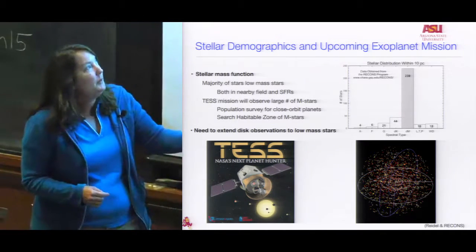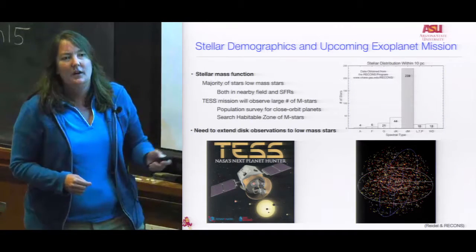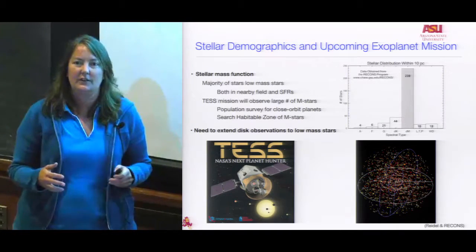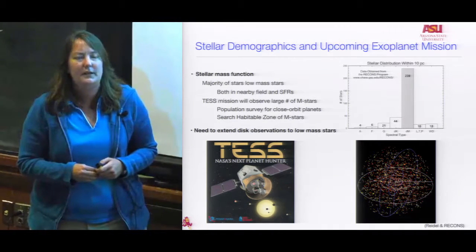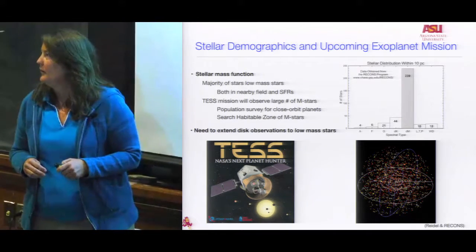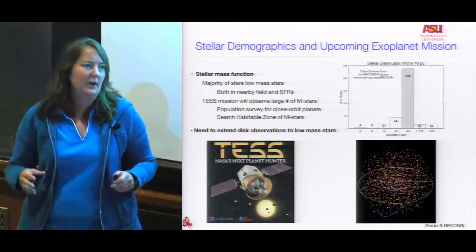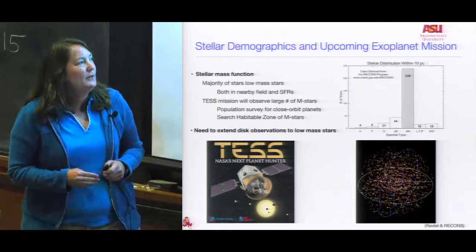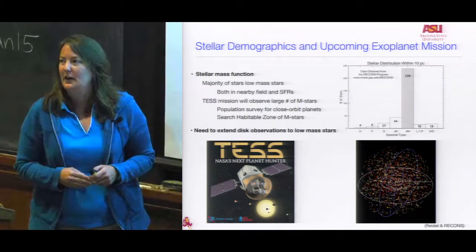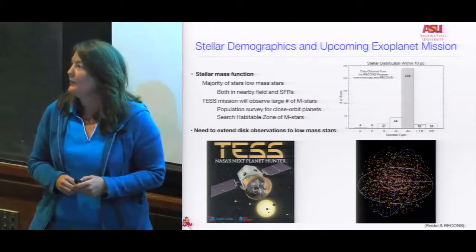And so if you look at the population of field stars nearby, which are the targets of TESS, the nearby stars will be disproportionately weighted towards low mass stars. So these M stars will be a very large percentage of what will be investigated with TESS. And so it's important to understand what the properties of disks around these lower mass stars are.